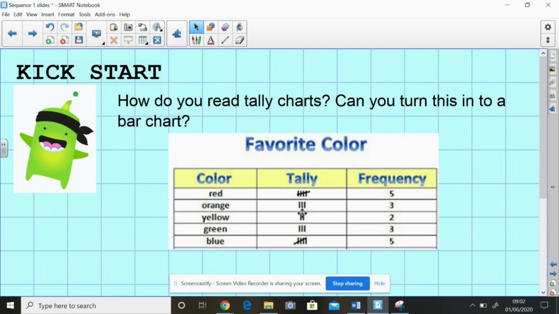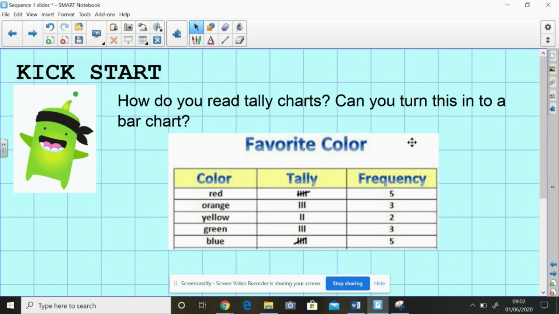1, 2, 3. And then we write 3 in our frequency. What is the tally for yellow? We have 2 lines, 1, 2. Then we have 2 in our frequency. Green, 1, 2, 3. 3 in our frequency. And blue, we know from looking at this that is 5. And here we have 5. So this is called a tally chart.